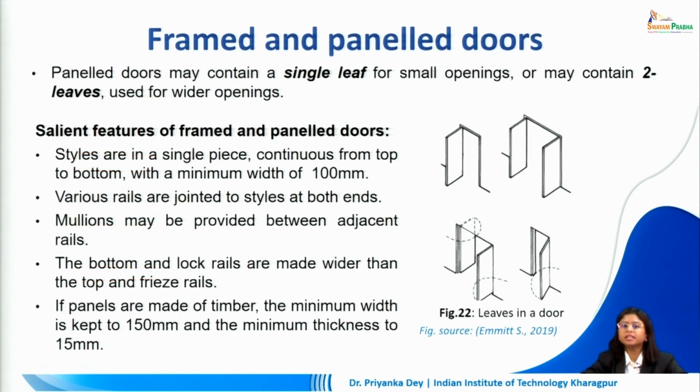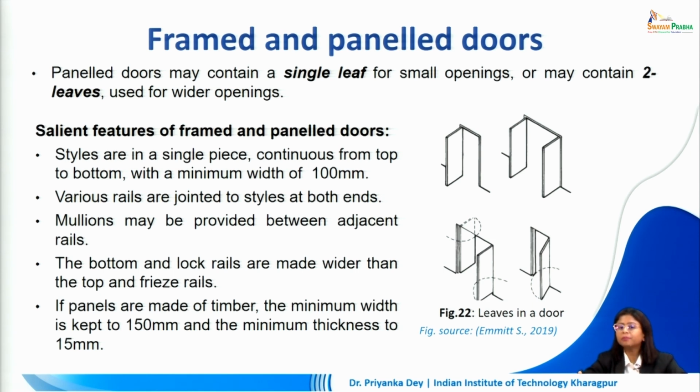Panel doors may contain a single leaf for small openings, or two leaves if we are bridging a wider opening. The salient features to keep in mind are that stiles are in a single piece, continuous from top to bottom with a minimum width of 100 mm. Various rails are jointed to the stiles at both ends. The mullions may be provided between adjacent rails and help us differentiate into different panels. The bottom and the lock rails are made wider than the top and the frieze rail.